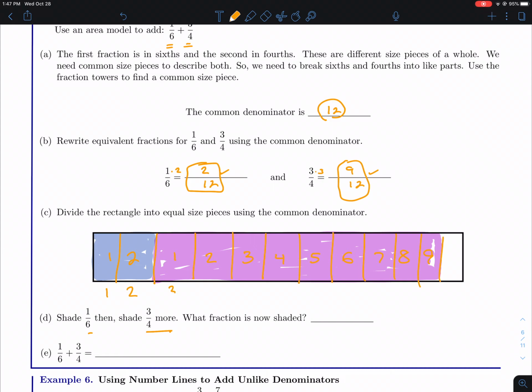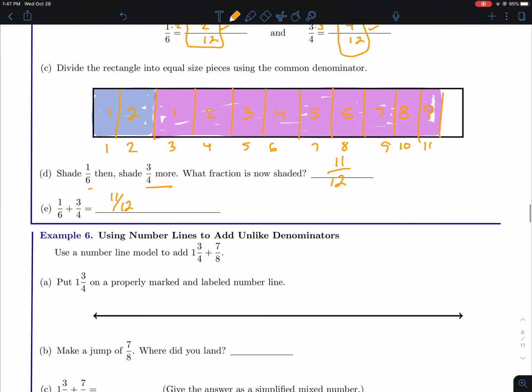So we got 1, 2, 3, 4, 5, 6, 7, 8, 9, 10, 11. So we've got 11 chunks that are shaded out of 12 total. So in this case, 1/6 plus 3/4 would be the same thing as 11 over 12. So again, once you get the common denominator, it's exactly like we did in the last section. So that's really the only difference between what we did first and what we're going to do now.